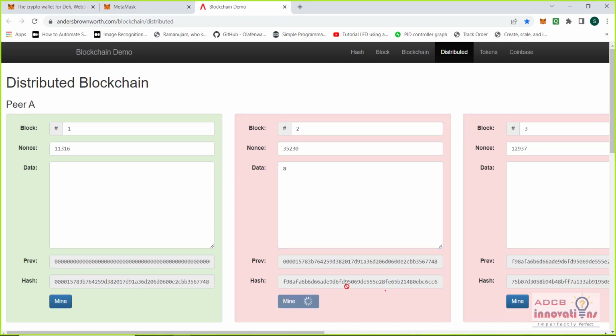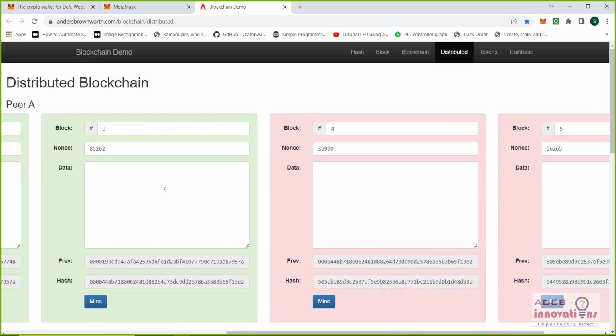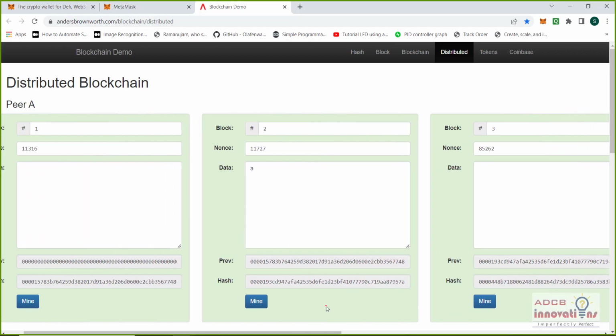When I click on this mine button, mining will happen, and you can see the hash changed. That is, the hash is changed according to the data. So you can see we can mine here. It will contain the previous hash, and this hash is going to change. Okay, so you can see this hash changes. And one more thing I would like to show you: first of all, let's mine all this, and let's mine another as well. Yeah, so see, now all of these are validated.